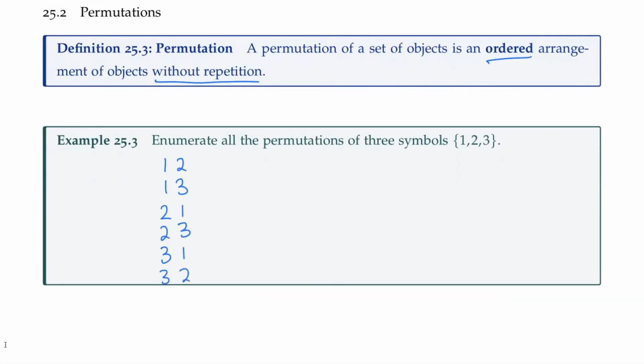And then in our final column, we're just going to have the one thing that we haven't chosen yet. So in this case, we have 3, 2, 3, 1, 2, and 1. So there are 6 different permutations of this set of objects 1, 2, 3. And these are all the possible permutations that we can have.